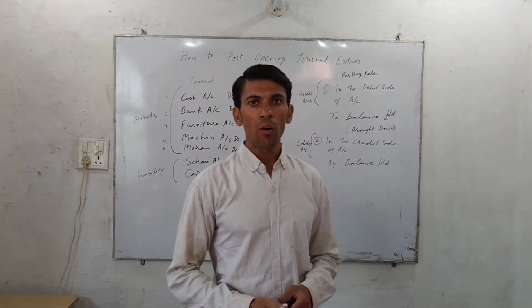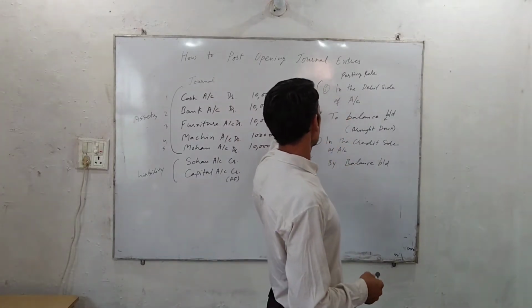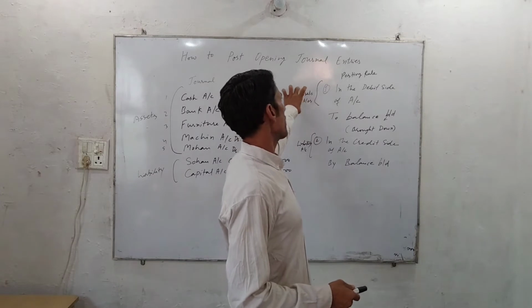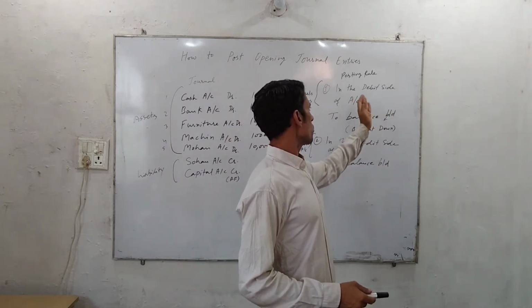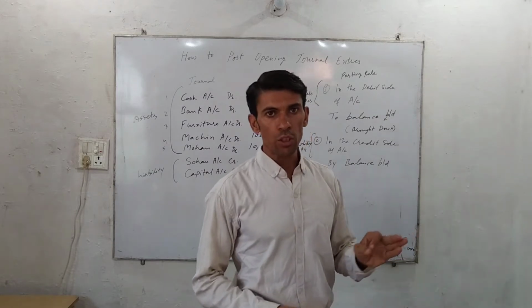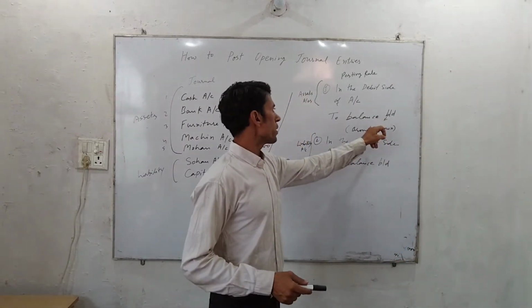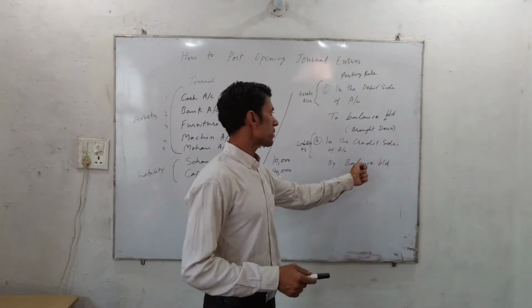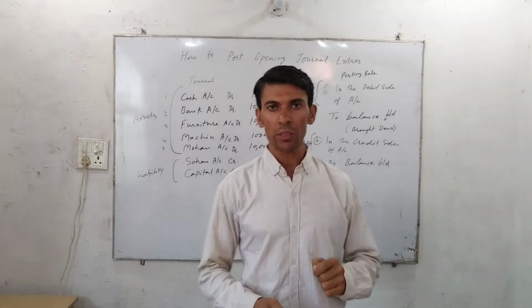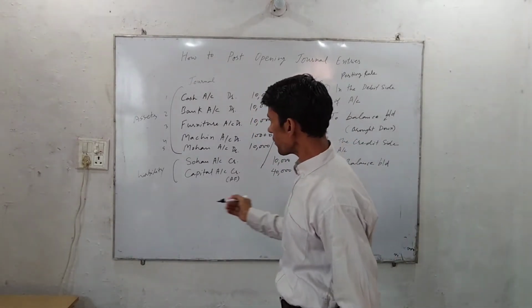Now, for posting the opening journal entry, there are 2 simple rules, one for assets and the second for liabilities. On the debit side of the account, we write "To balance brought down", B/D. On the credit side of the account, we write "By balance brought down". Now we will open all the accounts one by one.